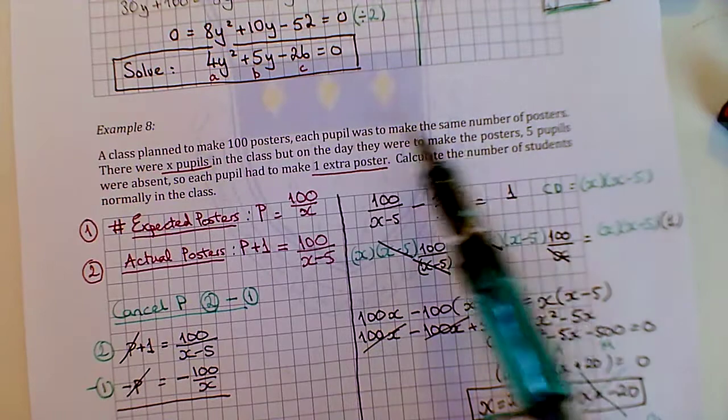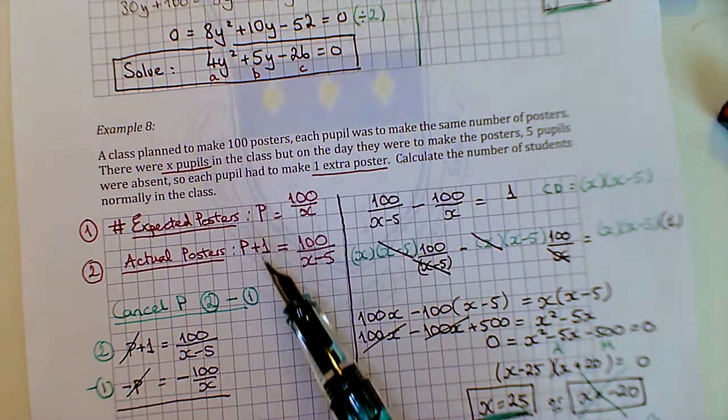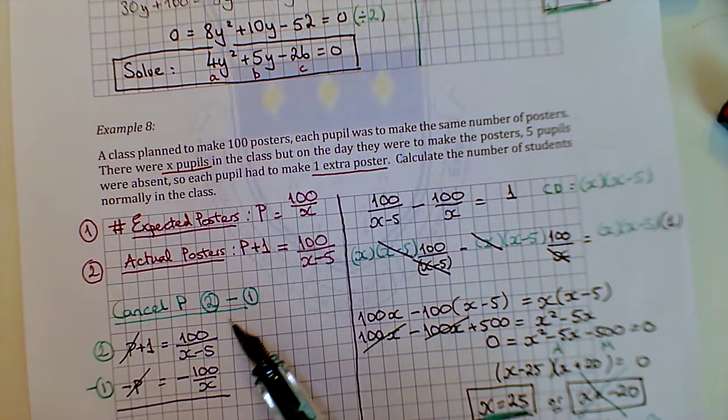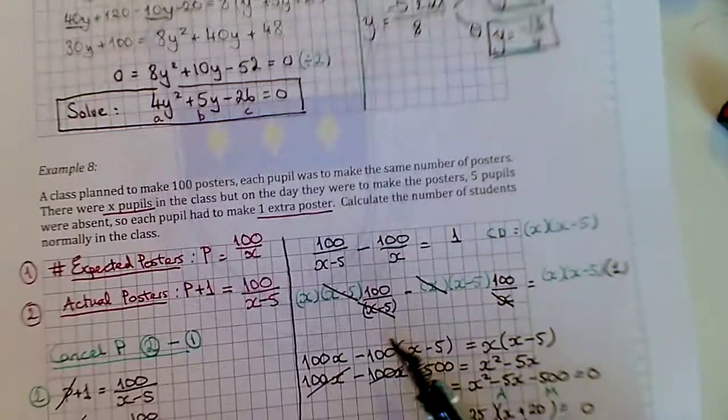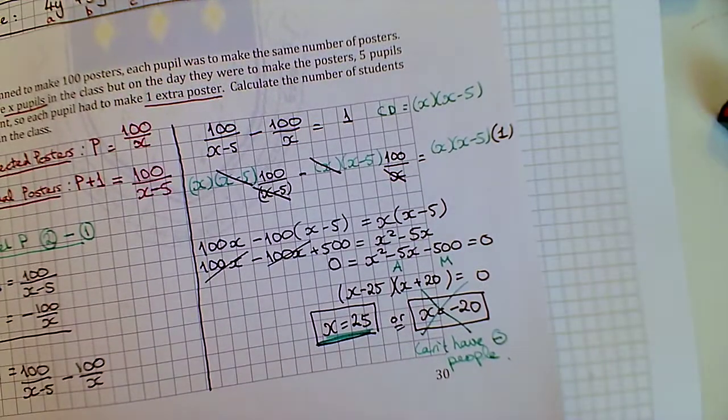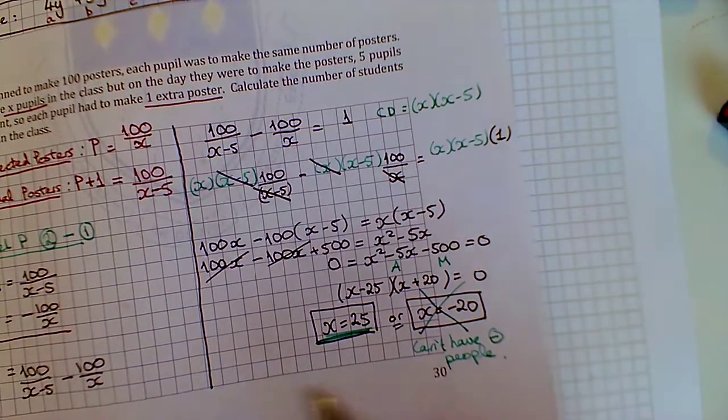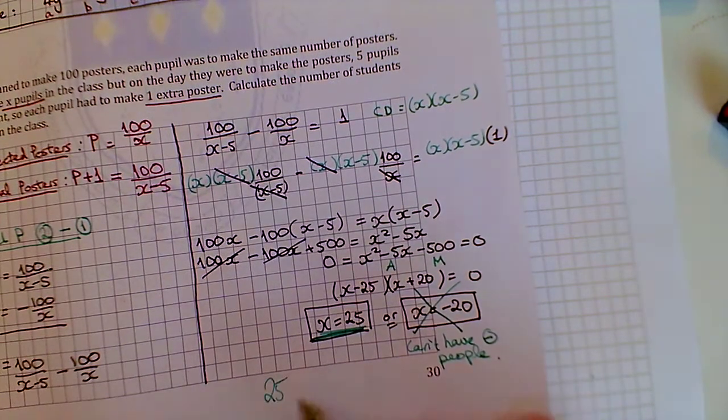So, going over that again, we use the information in the question to create equations, use simultaneous equations to cancel one of the unknowns, multiply across by a common denominator, and then solve the quadratic equation. Cancel the answer that doesn't make sense. So there are 25 students normally in the class.